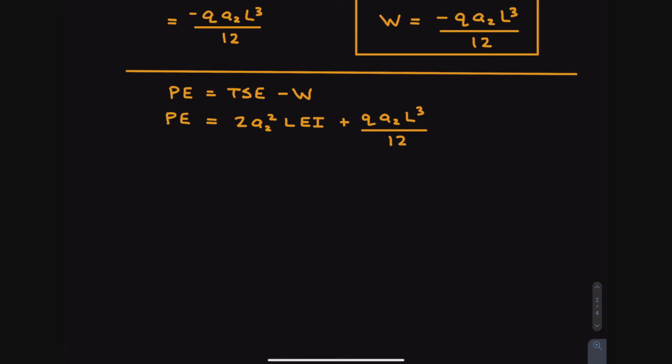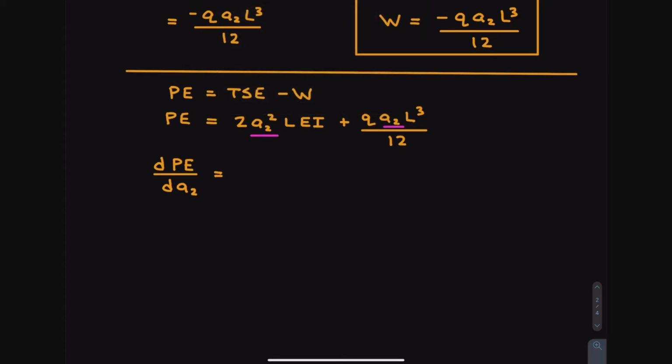Therefore, what we're going to do is take the derivative of the potential energy, not partial energy, with respect to our constant. In this case, it's A2. If we look at the top here, I'll switch to pink, we have an A2 squared on one term, and then we simply have an A2 on the other term.